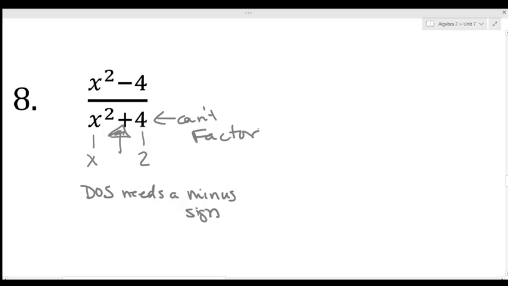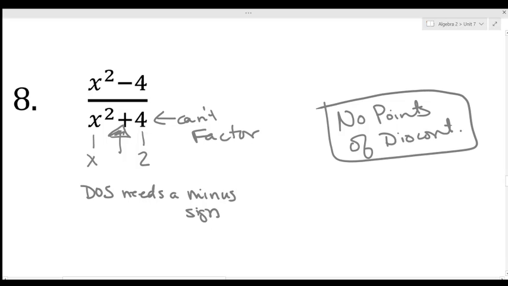We can't factor this. So there's nothing for us to cancel out. So that means there are no points of discontinuity. There's no holes, there's no VAs. Okay, if you can't factor the bottom, there's nothing for you to cancel out. All right.